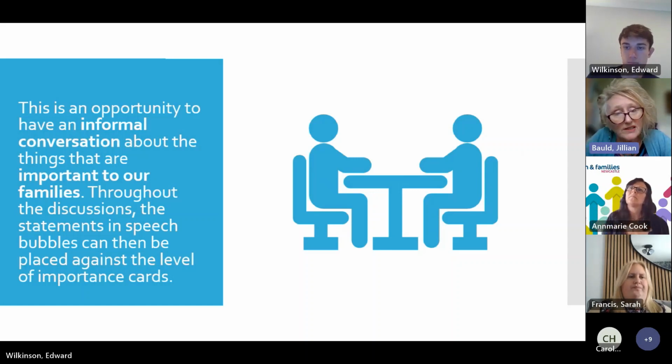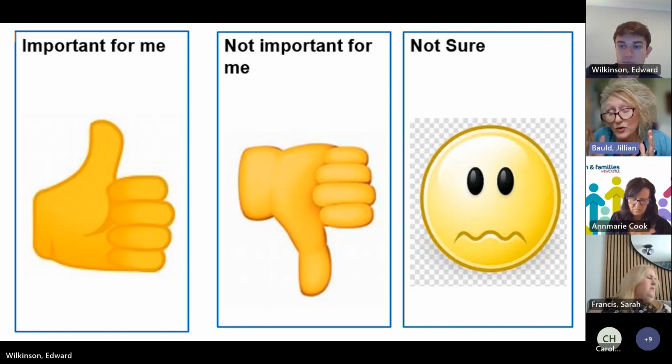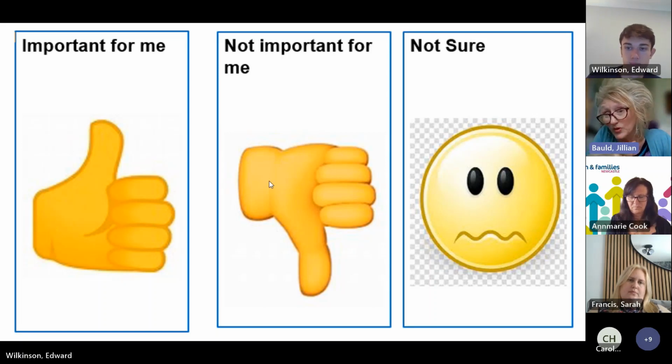So if you can show the next slide, Ed. So these are the level of importance cards, and you will be sent, or you have been sent, I'm hoping, the workshop outline that also has these cards embedded. Just a question of photocopying them off and cutting them up and laying them out on the table. We just want to know, is it important to you, not important, or you're not sure? And just have that easy conversation about what might be important to you, and why is that, so that we can get that information back.